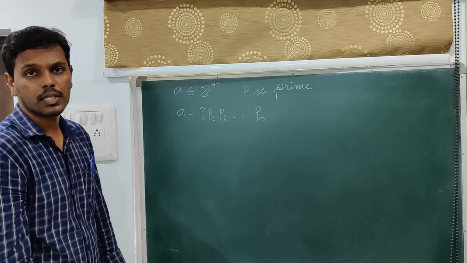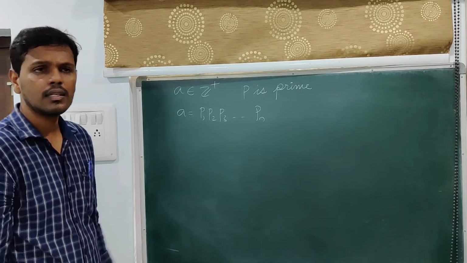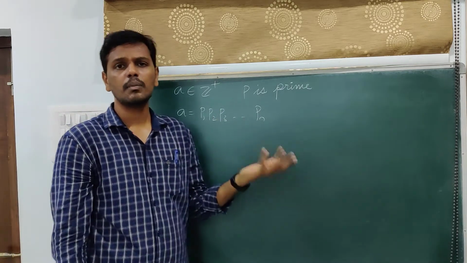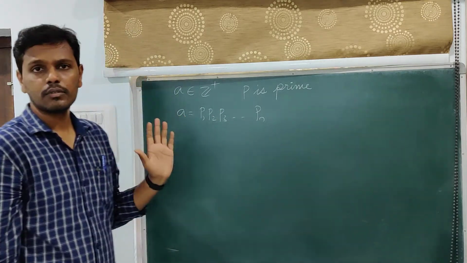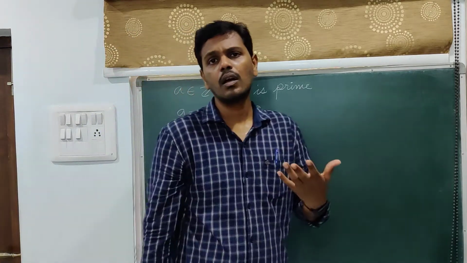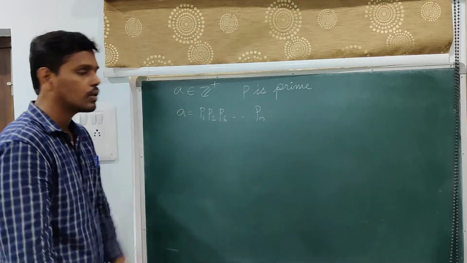They need not be distinct. It is not necessarily that they are different. So they might be the same, they might not be the same. So here we have to understand that P1, P2, P3, and so on, Pn are some prime numbers, they may or may not be equal. So that is what I can say.